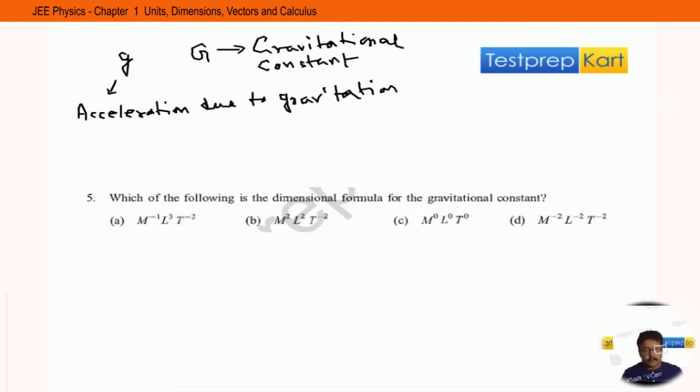Here, now, we know F is equal to G m1 m2 by r square, right? This is the formula. It is the formula of the gravitation, and this formula was proposed by Sir Isaac Newton. So now we need to find out the dimensions of G. Is it clear?